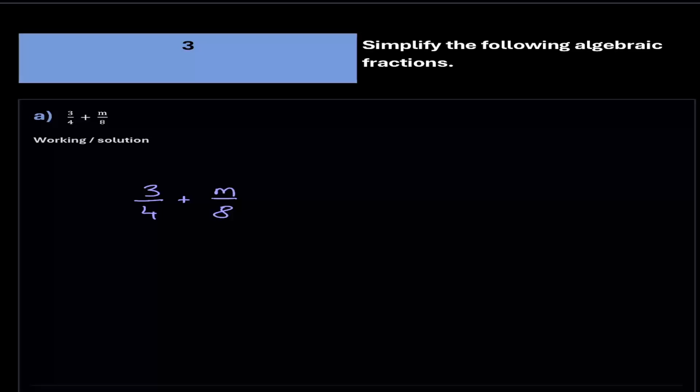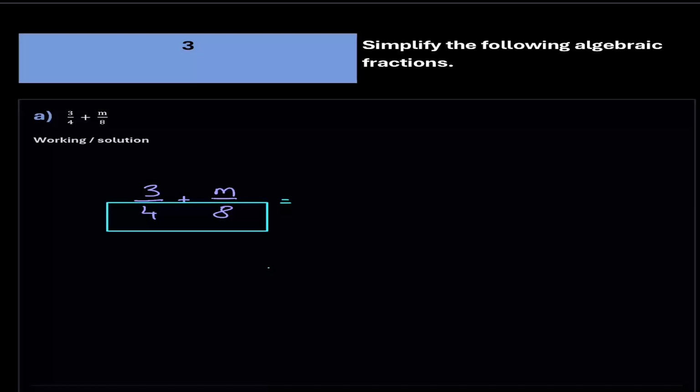So how would you simplify this? You've got 3 on 4 plus m on 8. So remember, when you add fractions, the denominator needs to be the same. And here we've got 4 and 8. So this one's quite easy because we can make 4 into 8 by just multiplying by 2.